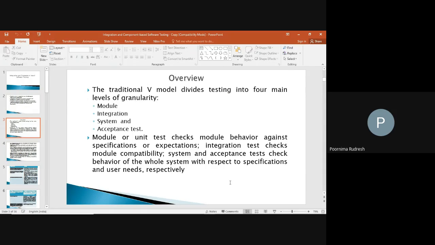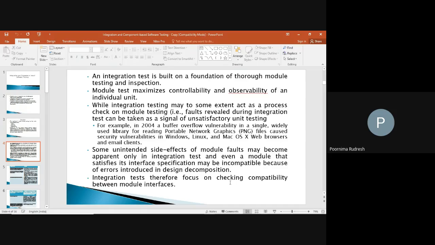And here we are concentrating on the integration test, because it is built on the foundation of thorough module testing and inspection, whereas the module test maximizes the controllability and observability of an individual unit. And the integration testing acts as the process check on module testing. I am repeating this because in the previous class, very few people have connected, and that's why I'm repeating it once again. And the example for this is given.